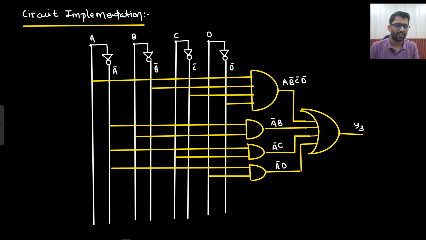Similarly, you can do it for Y2. Similarly, you can do it for Y1. Similarly, you can do it for Y0 as well. This will be your Y0. Sorry, D bar, not D bar. Y0 will be this.